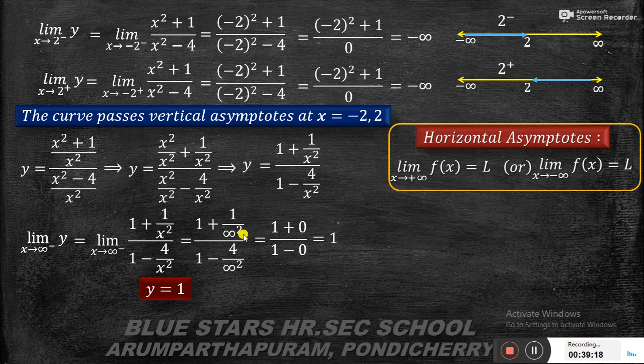So 1 plus 1 by infinity, over 1 minus 4 by infinity. 1 by infinity is 0. So 1 minus 0 is 1. This is our limit. That means the left limit answer is 1, y = 1.